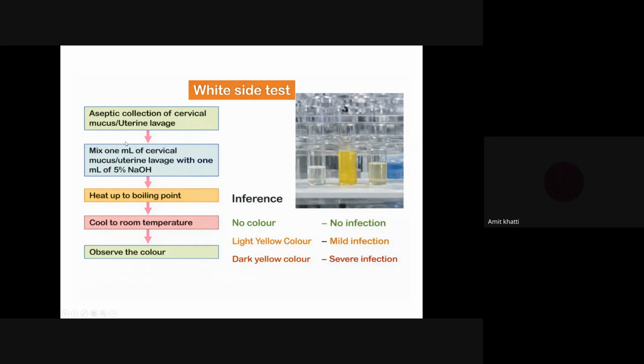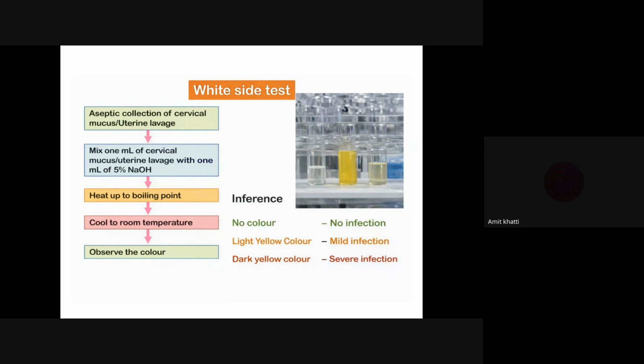And thereafter, suppose you are taking 2 ml lavage or 2 ml discharge, then 2 ml sodium hydroxide solution, then you are supposed to boil, and after the boiling just cool down the content and observe the color change. If there is no change in the color, it indicates that there is no uterine infection. If slight yellow color, then a mild category of the infection. If dark yellow color, then a severe category of the infection is there in that particular animal. So it can easily be performed in field conditions, and we can rule out subclinical endometritis.